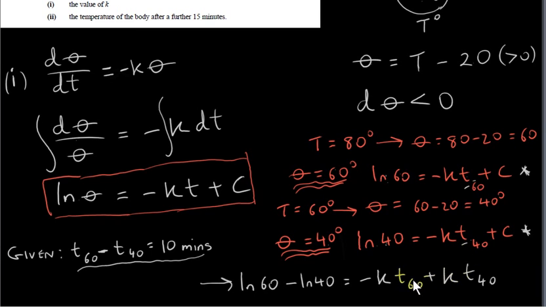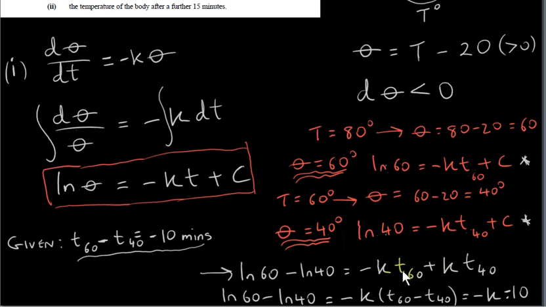And we can factorize k out of this right hand side and replace T60 minus T40 with 10. So we can just factorize minus k out of this, and we get T60 minus T40 inside the brackets here. T60 minus T40 is actually minus 10, not plus 10, as I said earlier, because the temperature difference theta is decreasing from 60 to 40. So the time at which the temperature difference is 60 will be less than the time at which it is 40. So T60 is less than T40, so this will actually be negative.